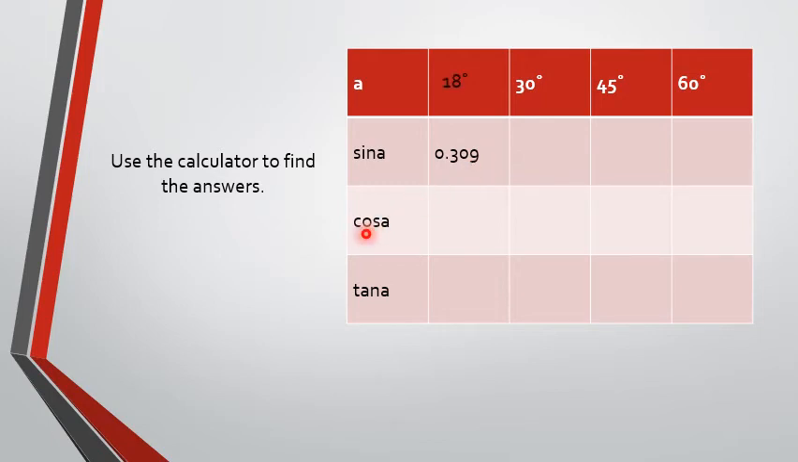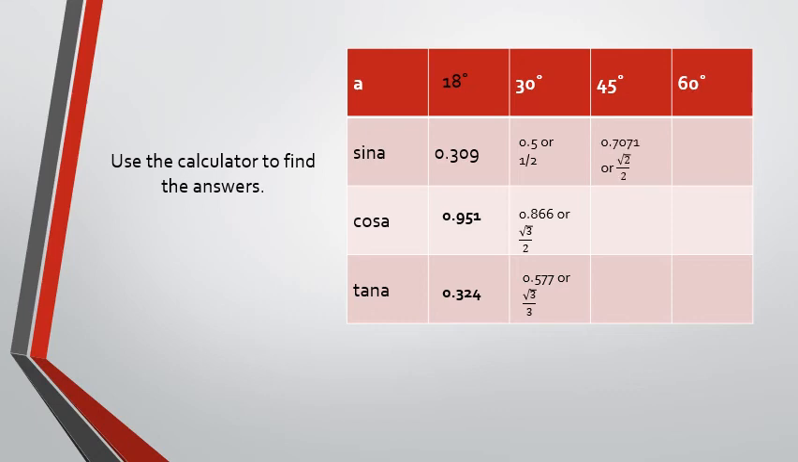Then press cosine with 18 and you will get the answer. Press tan, 18, then equal, and you will get the answer. Again with sine 30, press equal, and you will get 0.5 or half. Cosine 30 equals 0.866 or radical 3 over 2. Press tangent 30 and you will get 0.577 or radical 3 over 3.